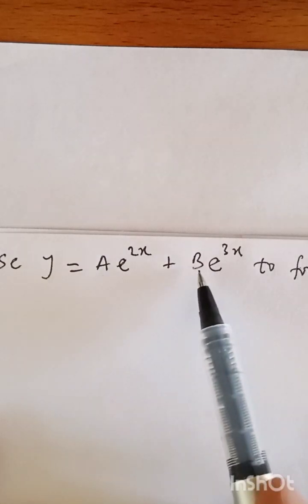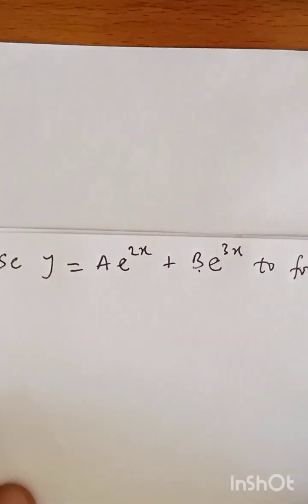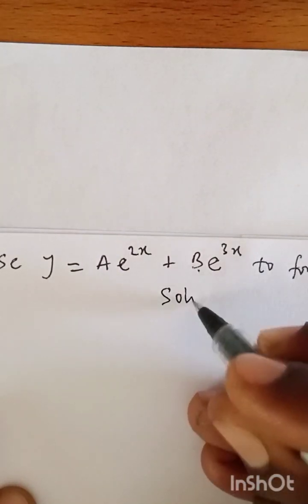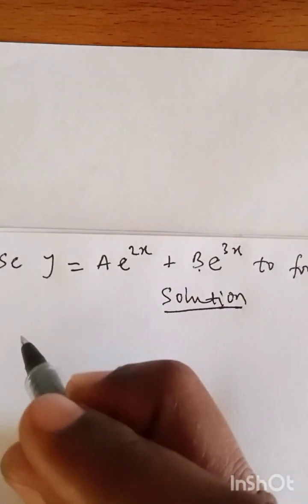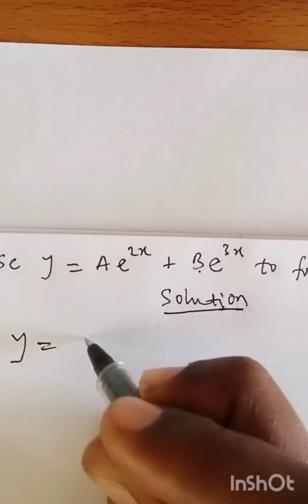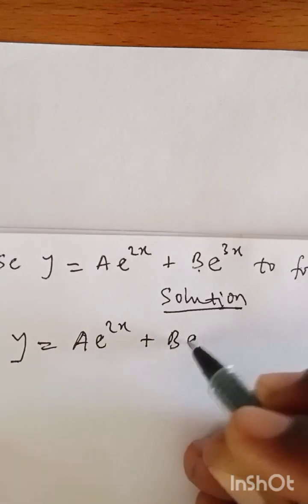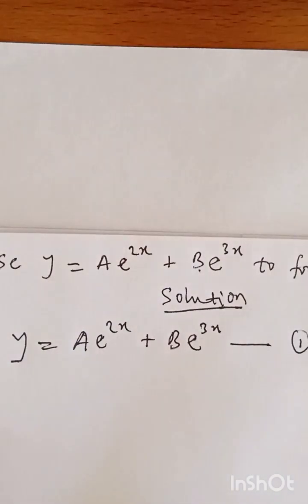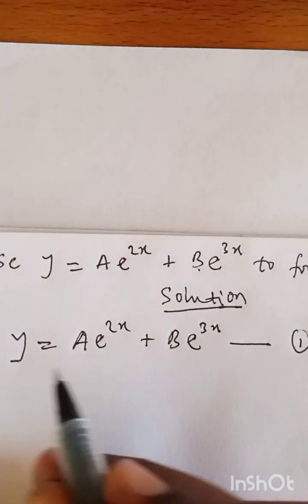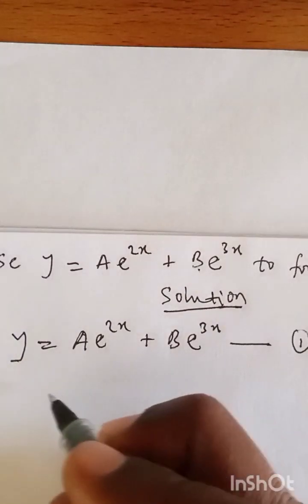So therefore, since we have two arbitrary constants, then definitely we need to differentiate the equation two times in order to eliminate the arbitrary constants. So let us start by saying solution. Then we rewrite the equation given, that is y equals a exponential 2x plus b exponential 3x. Let us call it equation 1. From there, we differentiate equation 1 to find equation 2. Then we differentiate equation 2 again to find equation 3.